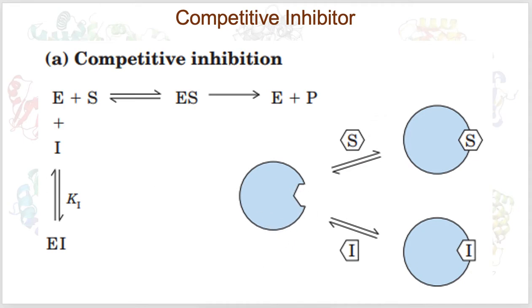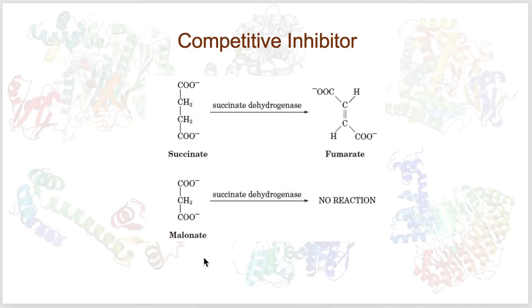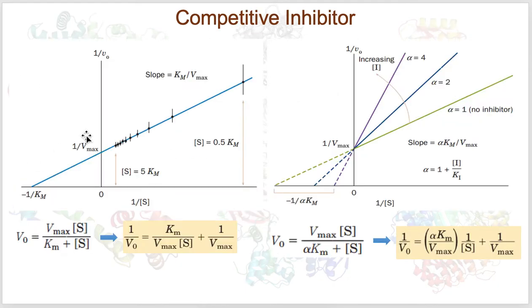This slide shows another example of a competitive inhibitor. Malonate is an inhibitor of the enzyme succinate dehydrogenase. The succinate dehydrogenase catalyzes this reaction, producing fumarate from succinate. So if we add malonate in this reaction, malonate will bind with the enzyme, and this catalysis will not occur.